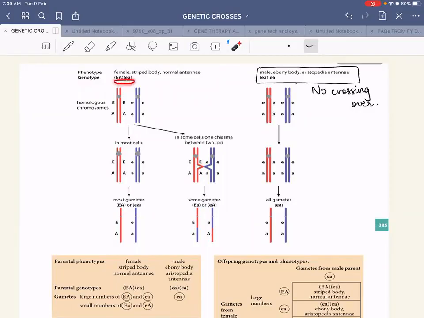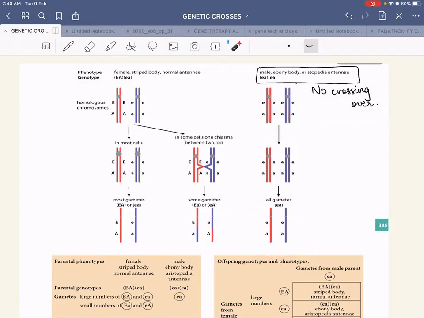This is the heterozygous female and this is the homozygous male. We know from our prior knowledge that in the male flies, crossing over never happens. Okay, so if crossing over is not happening, it means that total linkage will happen and the gametes that will result will always be of one variety, right? There will be no crossing over or no exchange of alleles over here.